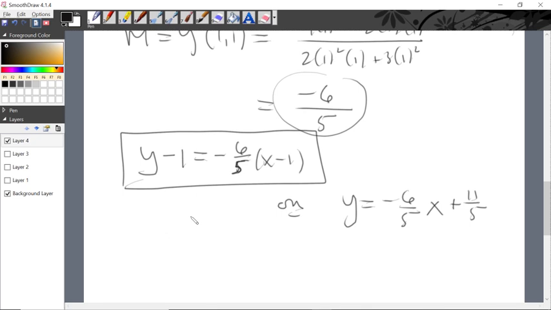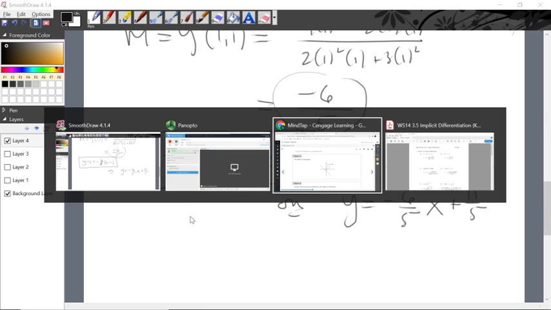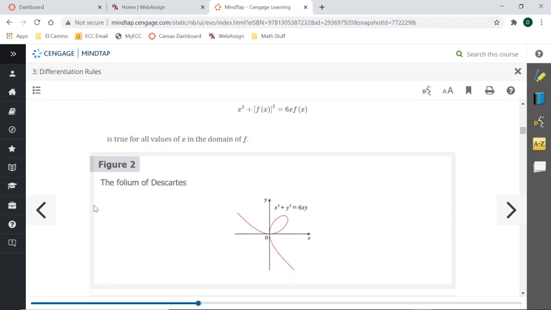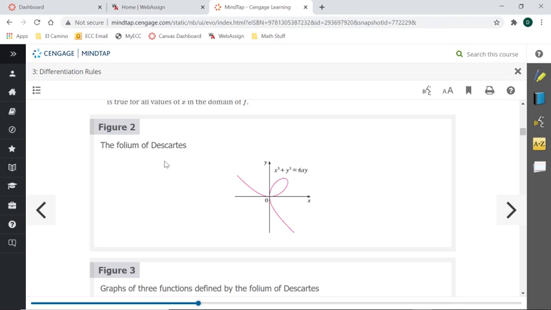Now, the book does a pretty good job showing some examples of some functions graphed whereby we would not want to solve explicitly for y as a combination of functions of x. One of the examples that I like is the folium of Descartes. It's x cubed plus y cubed is equal to 6xy. This is the look of the graph of the folium.